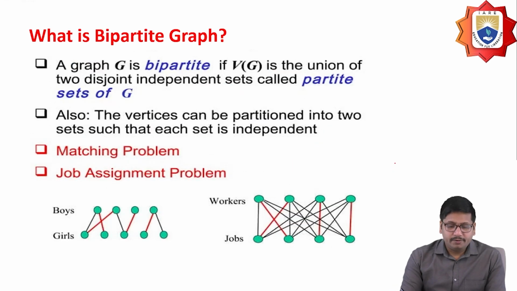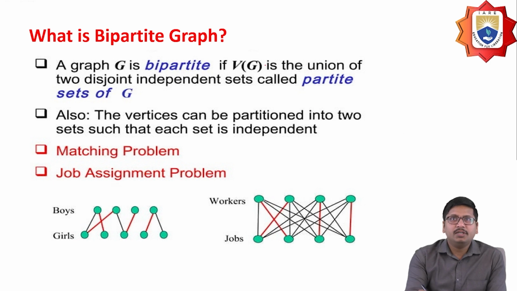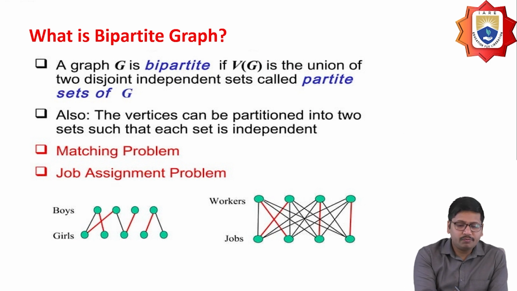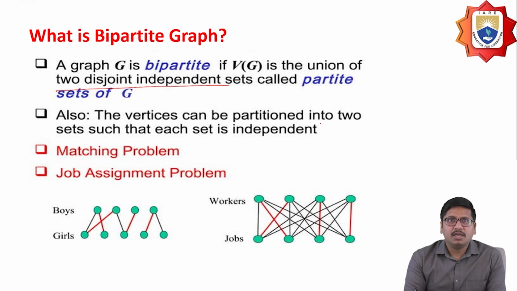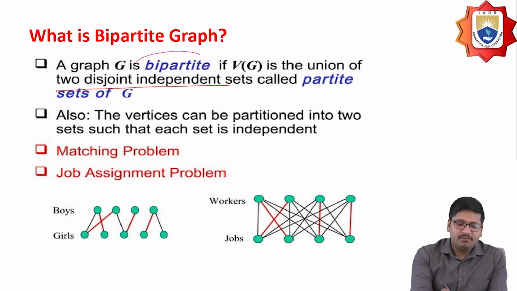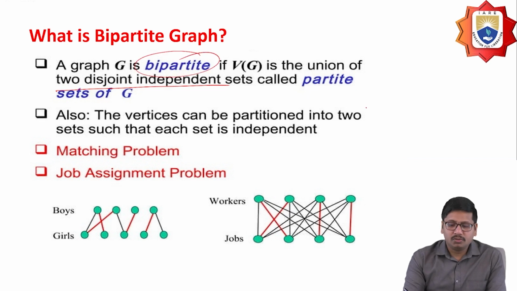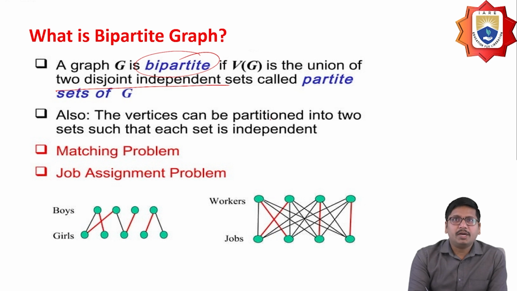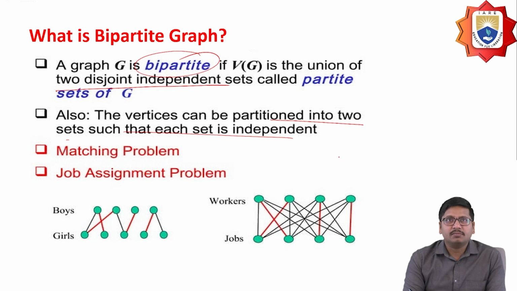What is a bipartite graph? So a graph G is said to be bipartite if the vertex set of the graph is the union of two disjoint independent sets, called the partite sets of G. And this vertex set should be partitioned into two sets such that each set is independent.